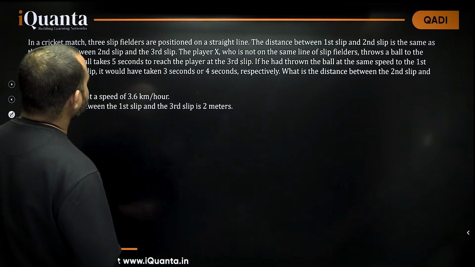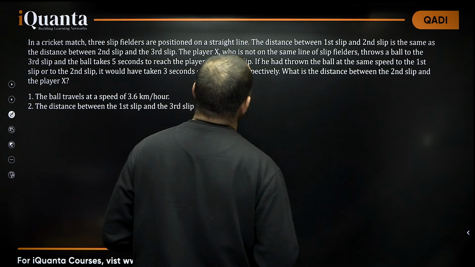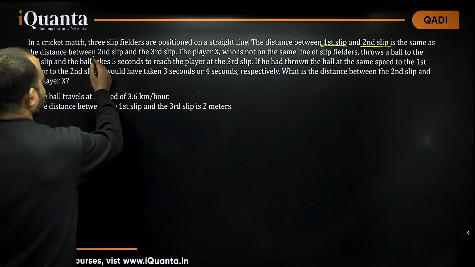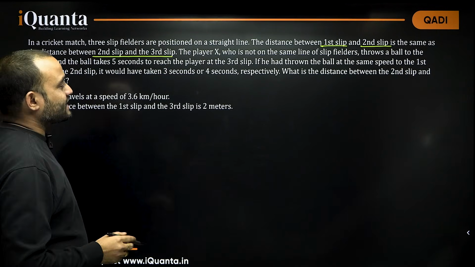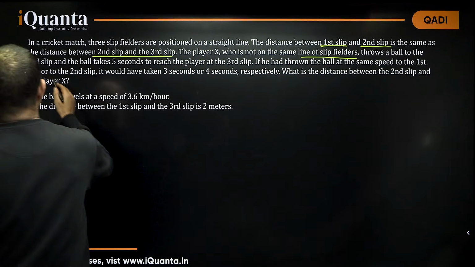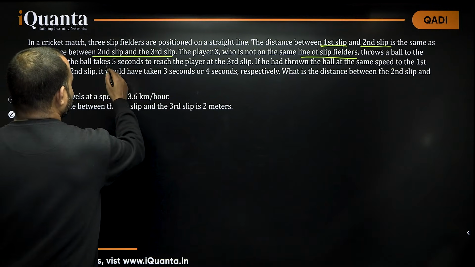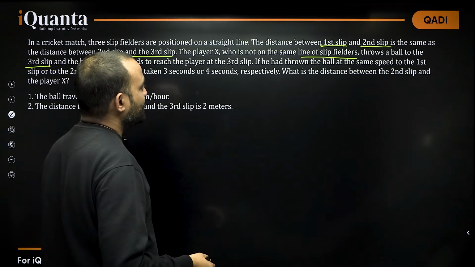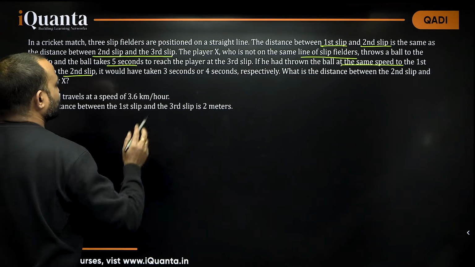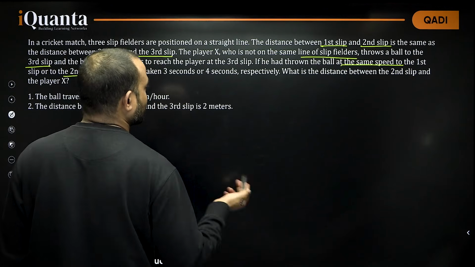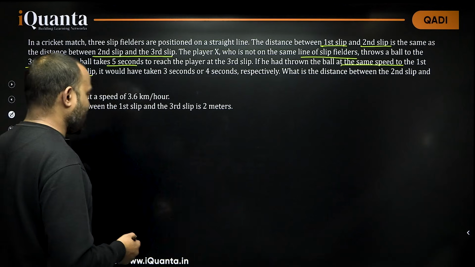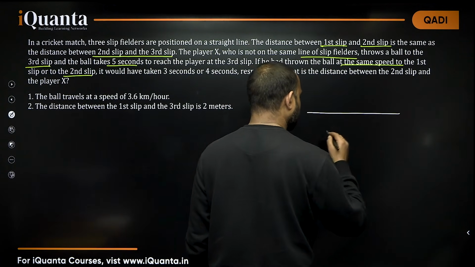In a cricket match, 3 slip fielders are positioned on a straight line. The distance between the first slip and second slip is the same as the distance between the second and the third slip. The player X, who is not on the same line as the slip fielders, throws a ball to the third slip, and the ball takes 5 seconds to reach the player at the third slip. If he had thrown the ball at the same speed to the first slip or to the second slip, it would have taken 3 seconds or 4 seconds respectively. What is the distance between the second slip and the player X? So the situation we have is something like this.